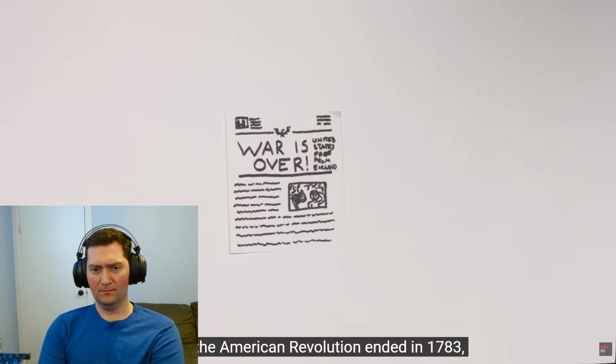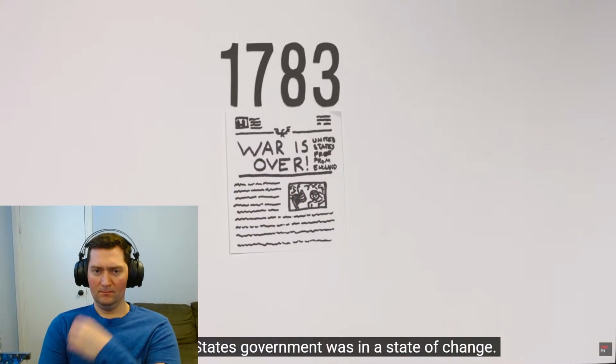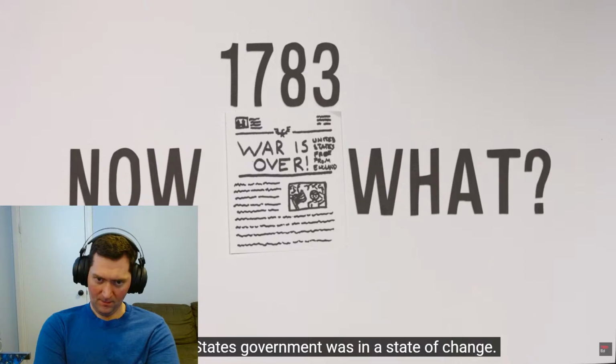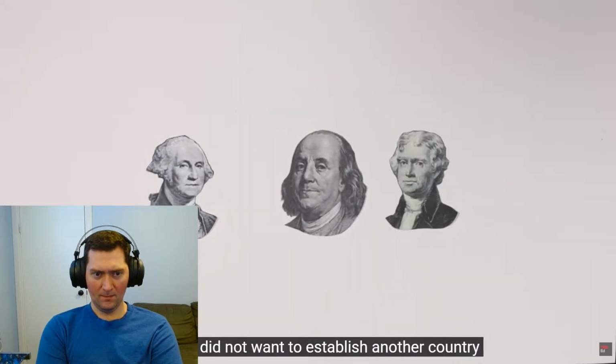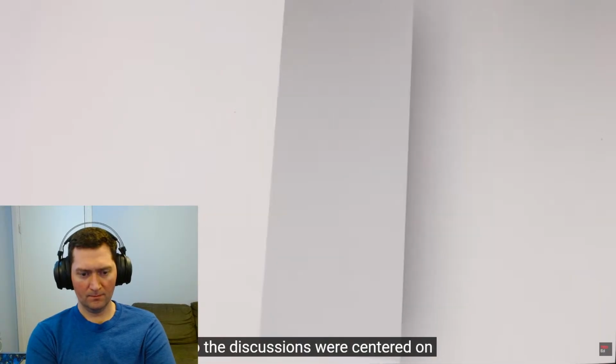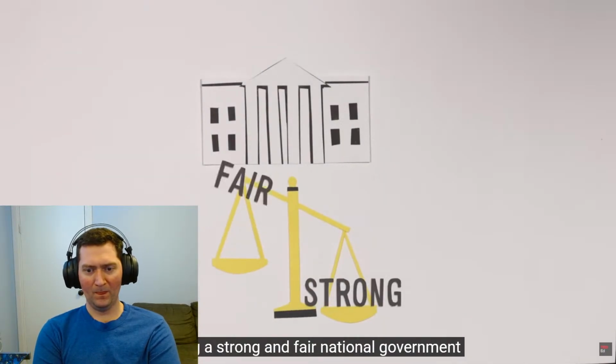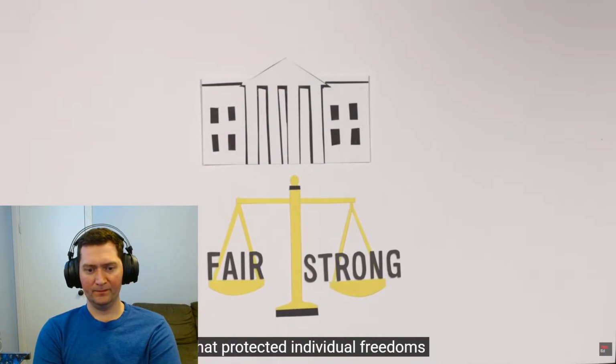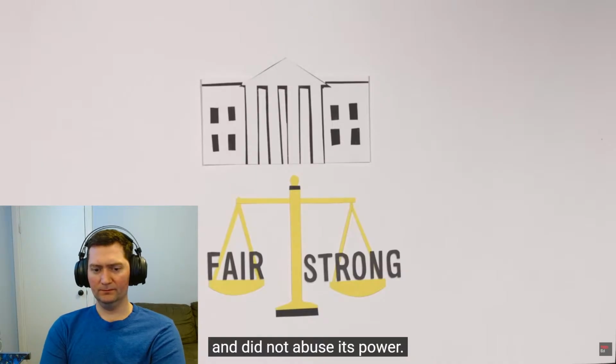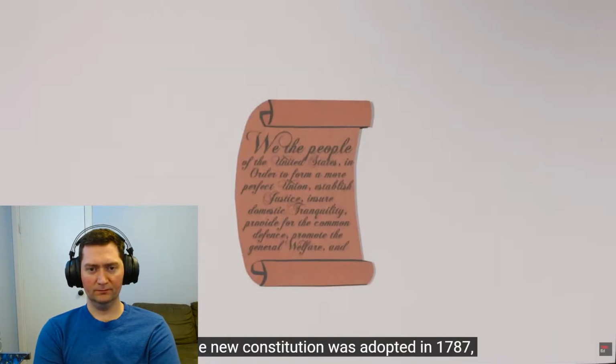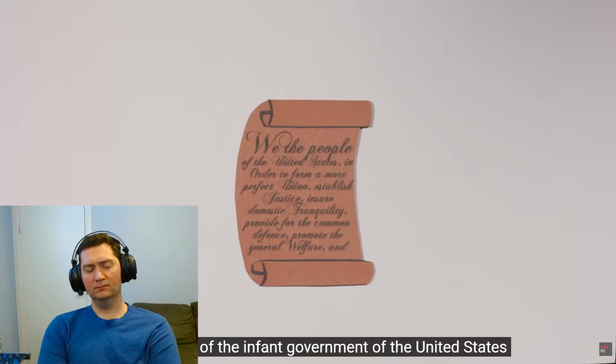When the American Revolution ended in 1783, the United States government was in a state of change. The Founding Fathers knew that they did not want to establish another country that was ruled by a king. So the discussions were centered on having a strong and fair national government that protected individual freedoms and did not abuse its power.